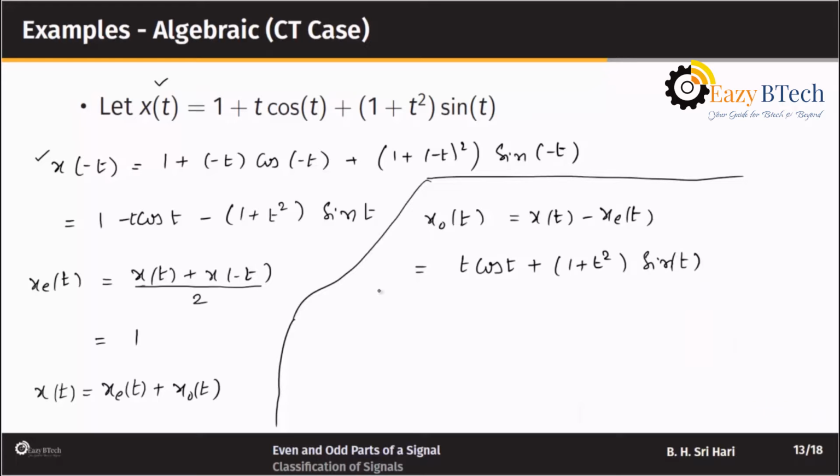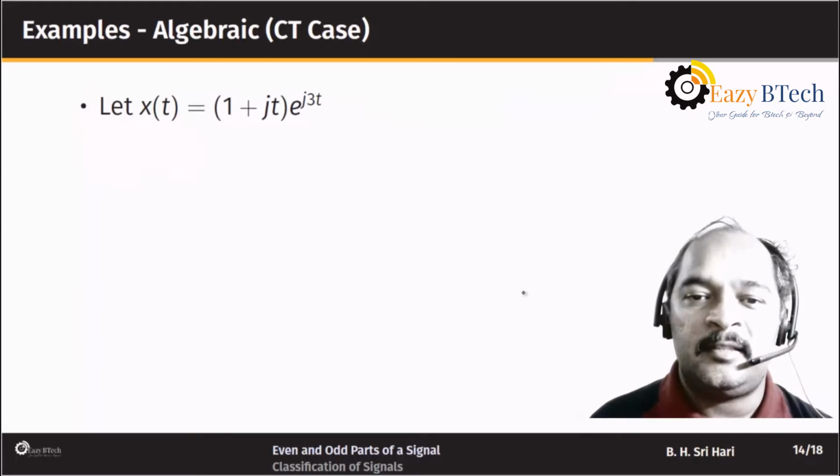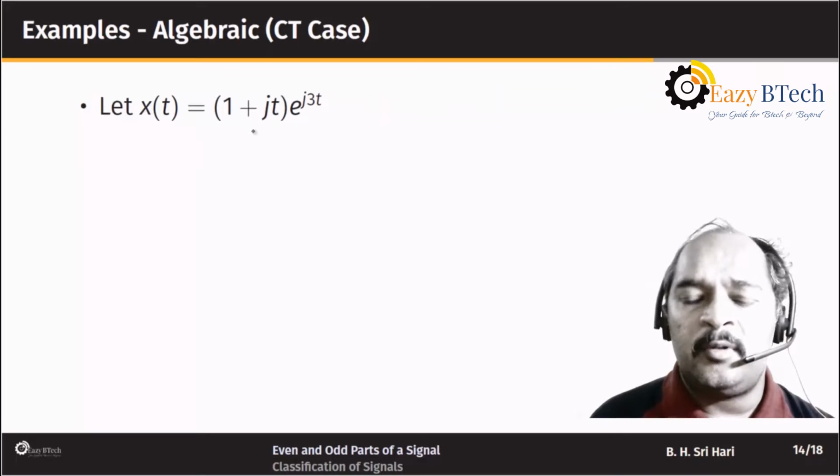So you can also get it from the regular expression, which is x of t minus x of minus t by 2. That is also possible. By using this also you can get the answer. So that is as far as continuous time is concerned. We'll take one more example.